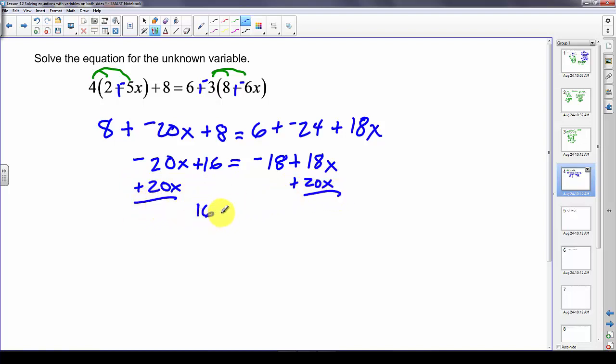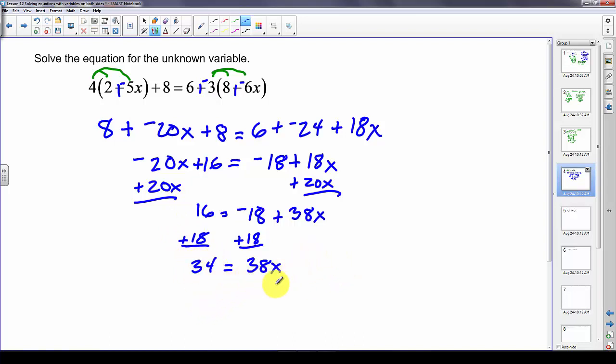This gives me 16 is equal to negative 18 plus 38x, adding like terms. I want to isolate the x term. First, I'll do that by bringing this addition or subtraction to the other side. So this is a negative 18. I'm going to add positive 18 to that and do it to both sides. Negative 18 and positive 18 gives me 0, so I'm left with 38x. And on this side, I have 34.